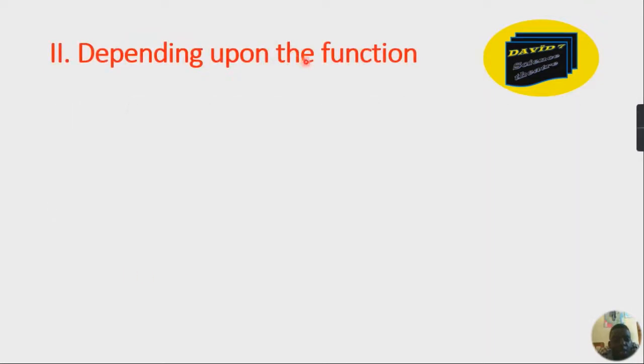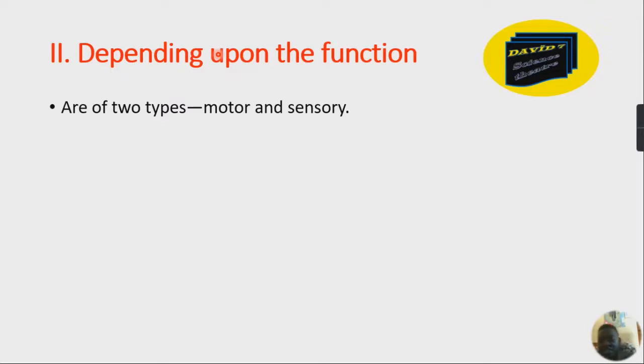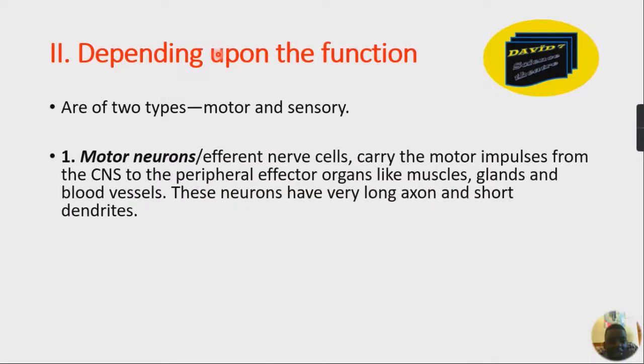Okay, depending upon the function, that is the second classification of the neurons. And depending upon function, there are two: motor and sensory. If I just separate or isolate out two neurons, and one is motor and one is sensory, how can you classify that this is a motor neuron? Look at this. Motor neuron or efferent nerve fibers carry the motor impulses from the central nervous system to the peripheral effector organs like muscles, glands, and blood vessels. These neurons have very long axon and short dendrites. You see this? Very long axon, short dendrites. Then you know that is a motor neuron.